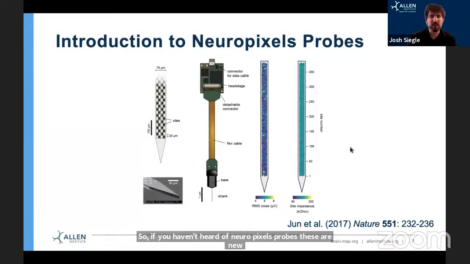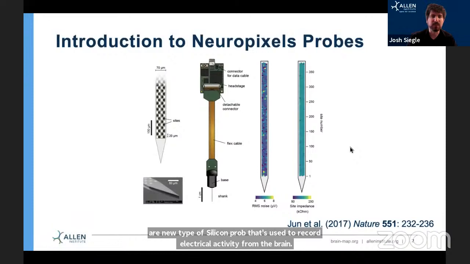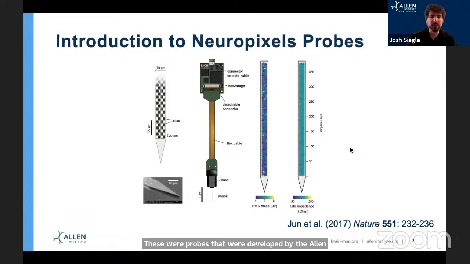These probes were developed by the Allen Institute in collaboration with a few other research institutes, like HHMI Janelia and University College London, and they were designed and manufactured by IMEC in Belgium. These probes have really revolutionized our ability to record spiking activity from many different parts of the brain at once.